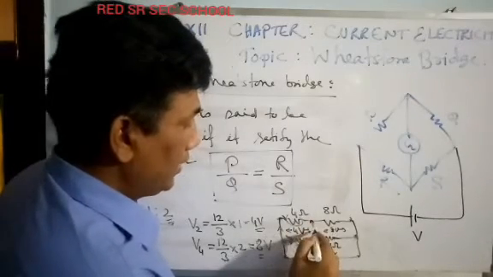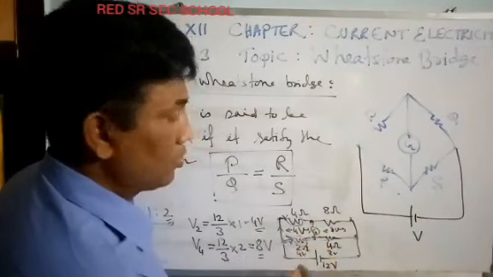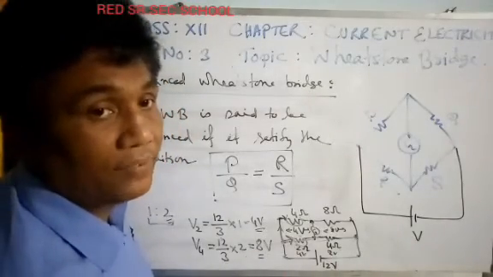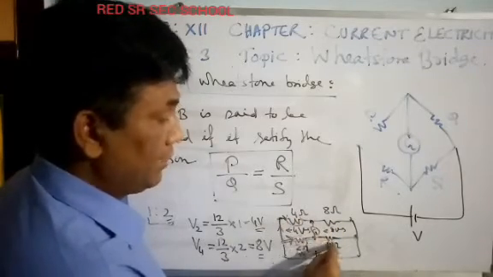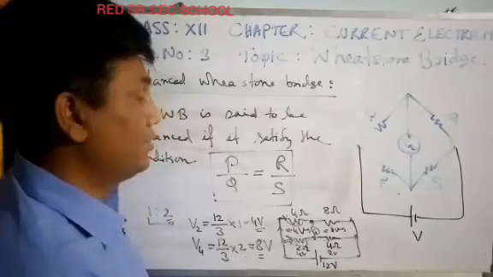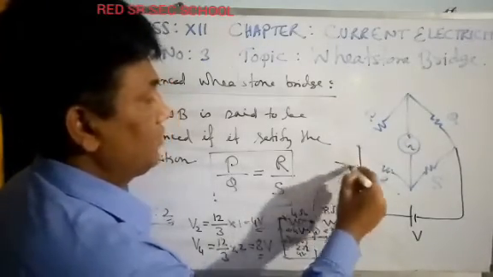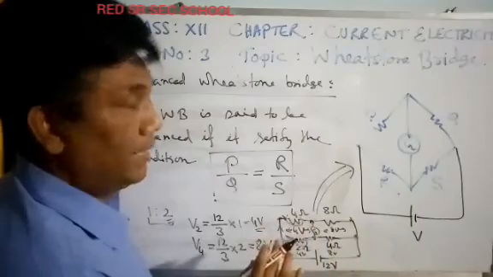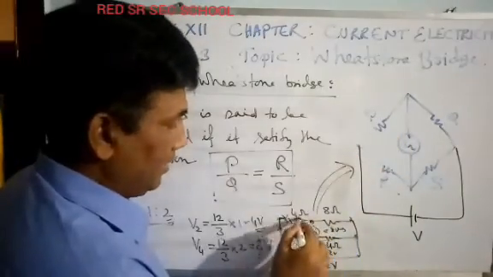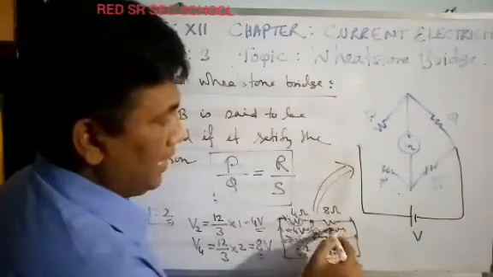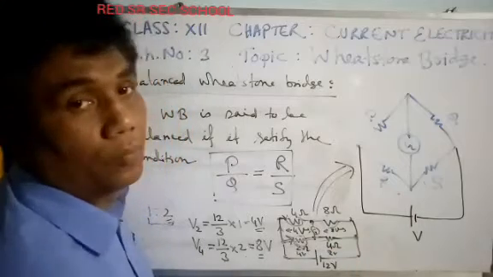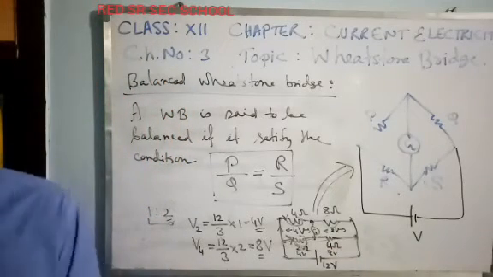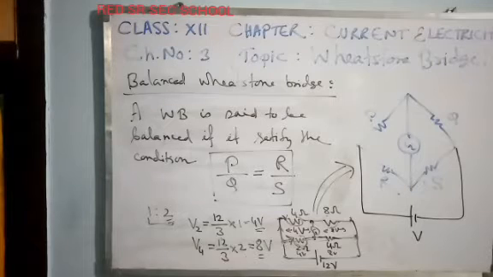If you join these 2 points through a galvanometer, then also you are not going to get any deflection, because this divided by this equals this divided by this. Now you see, this figure and this figure are both the same. For P I was taking 4 ohm, for Q I was taking 8 ohm, for R I was taking 2 ohm, and for S I was taking 4 ohm. Are you getting my point? Do you understand? Able to correlate both the figures? Okay, great.